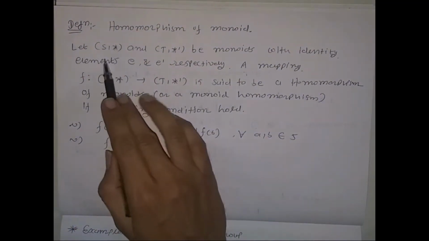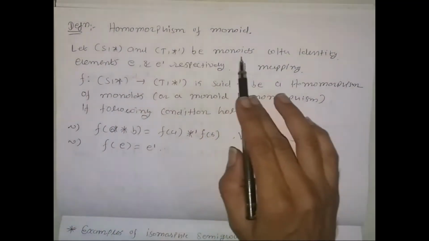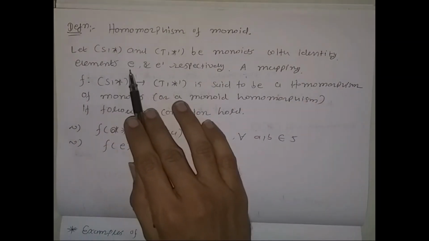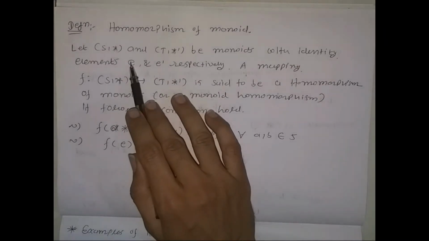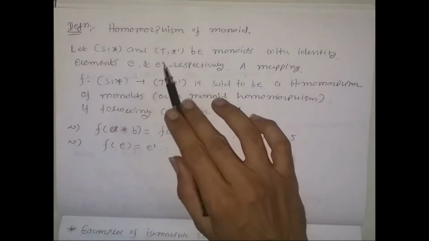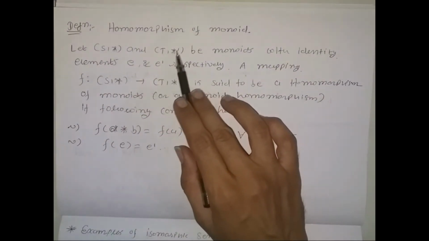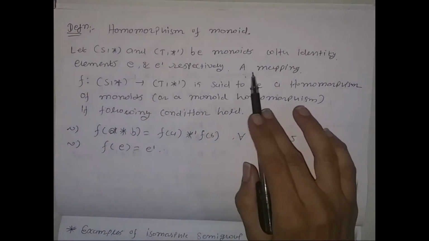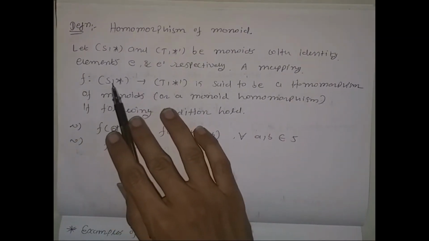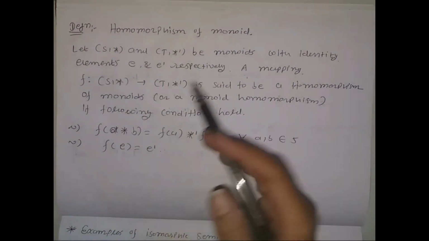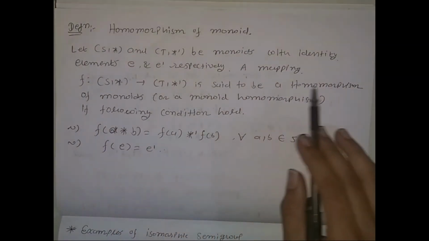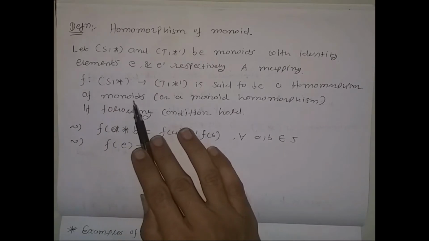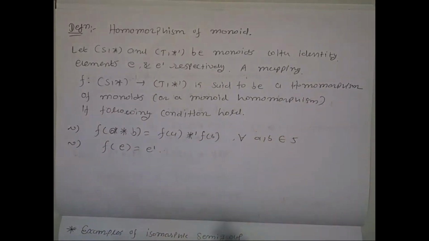So let S star and T star be monoids with identity elements e and e dash respectively. That is, the identity element of S star is e and e dash is the identity element of T star. A mapping f from S star to T star dash, or we can say mapping f from S to T, is said to be a homomorphism of monoids or a monoid homomorphism if the following conditions hold.